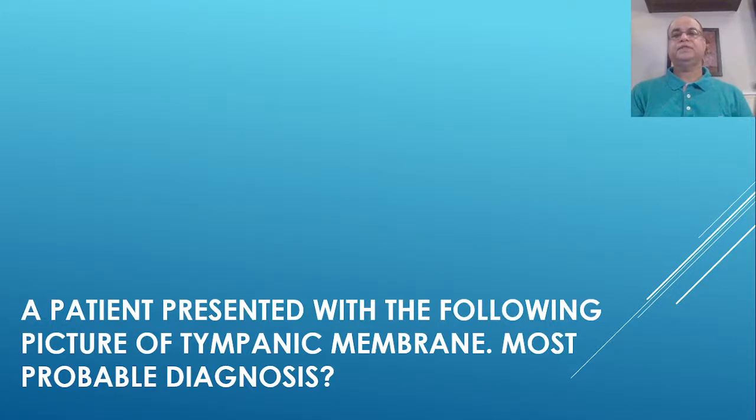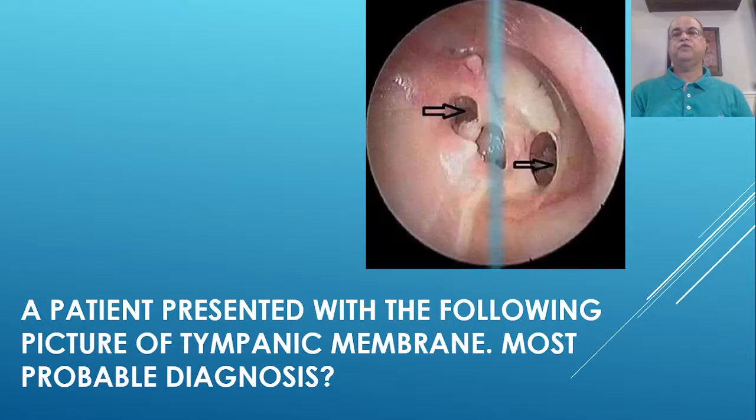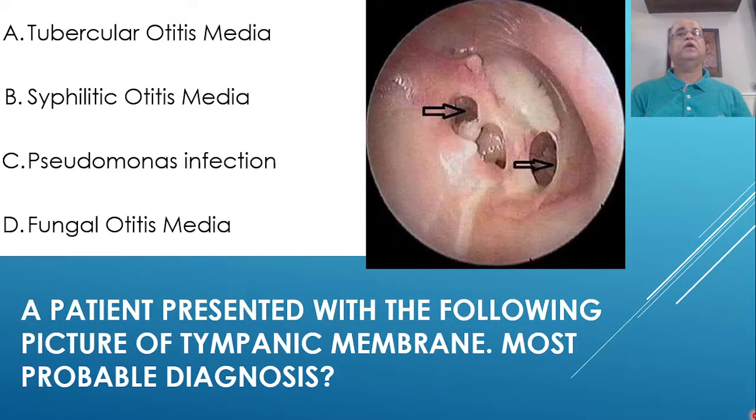A patient presented with the following picture of tympanic membrane, most probable diagnosis. In this picture, you can very clearly see that there are multiple perforations in the pars tensa. The options given were tubercular otitis media, syphilitic otitis media, pseudomonas infection, and fungal otitis media.